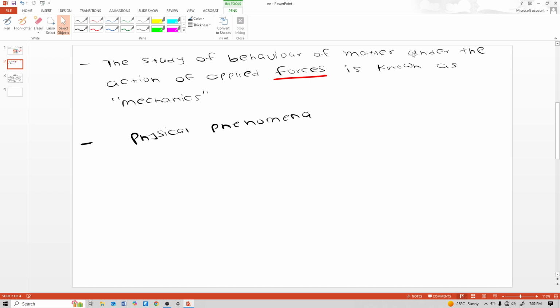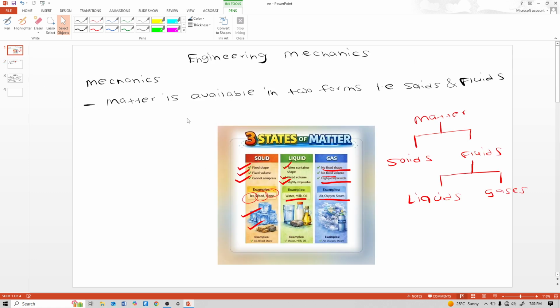The study of behavior of matter under the action of forces is known as mechanics. It is a physical phenomenon. And matter is available in two forms, solids and fluids, and fluids are further classified into liquids and gases.